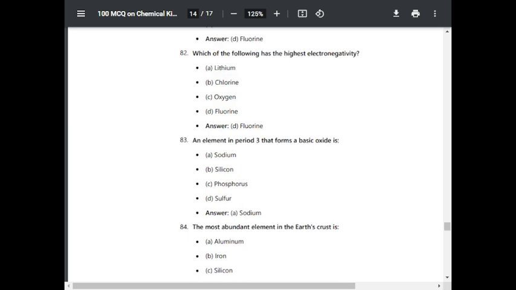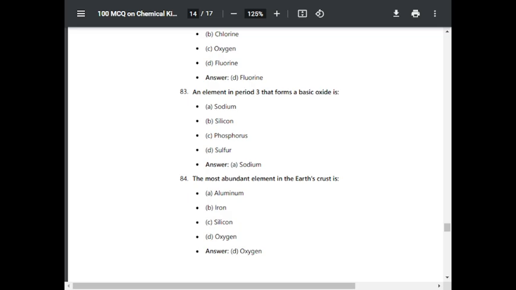Question number 82. Which of the following has the highest electronegativity? Option A, lithium; option B, chlorine; option C, oxygen; option D, fluorine. The correct answer is fluorine. Fluorine has the highest electronegativity.